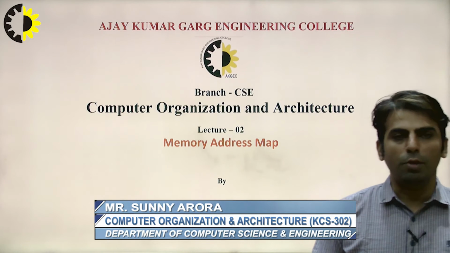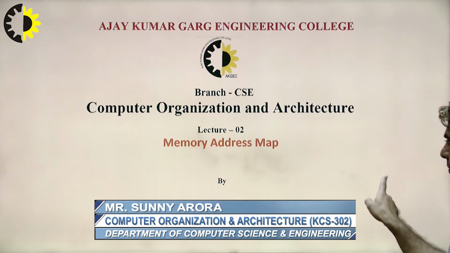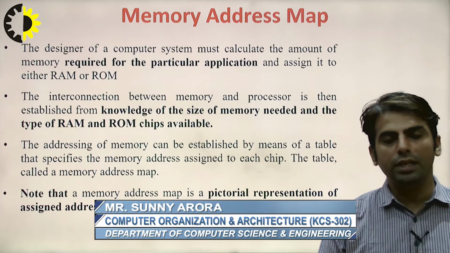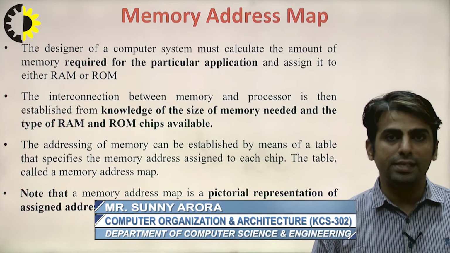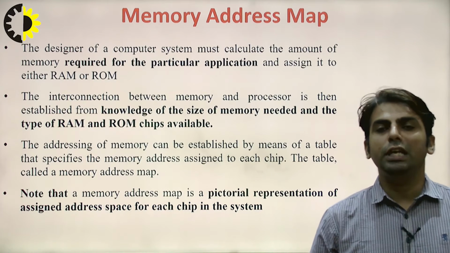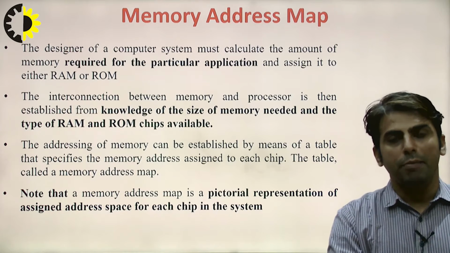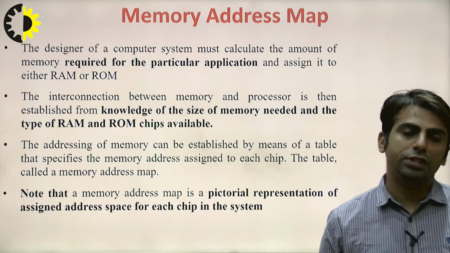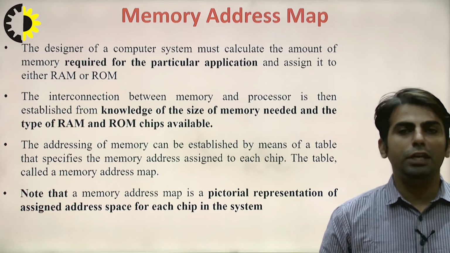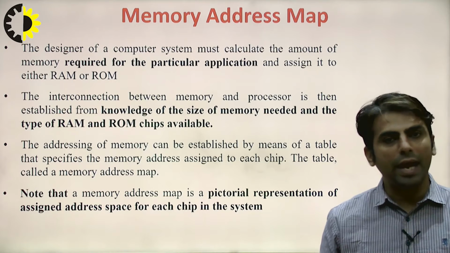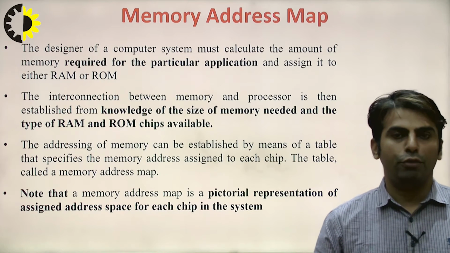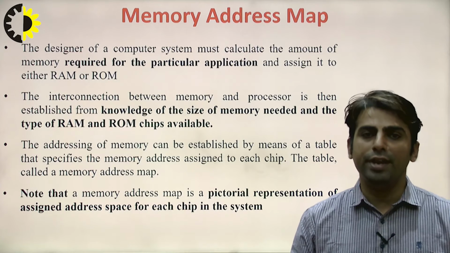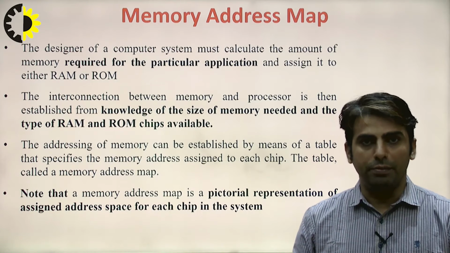Today I am going to take this topic, memory address map. Memory address map is basically the map of the addresses in the memory. For example, if we need a memory size which is larger, but we have a RAM of smaller size, in that case we need multiple RAMs to make the required memory size. For that, we need this memory address map that will tell you the addresses present in a particular RAM, right?